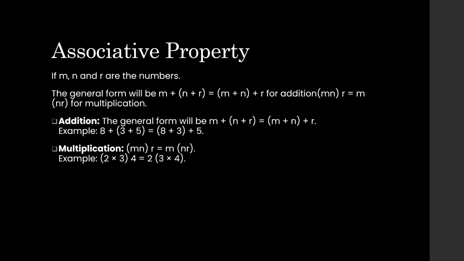Similarly with multiplication, 2 into 3 into 4. Here first I have multiplied 2 into 3, that is 6, and then I have multiplied with 4, it will give 24. And on the right hand side, first we have multiplied 3 into 4, so it will give you 12, and 12 2s are 24. In both cases, your result is 24 only. So this is the associative property.